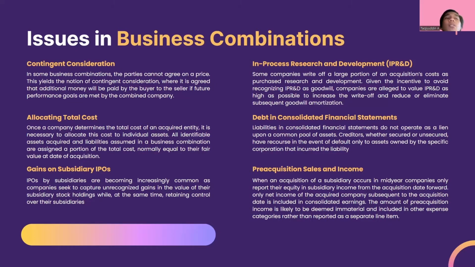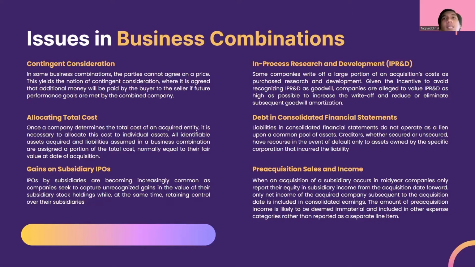Next is allocating total cost. Once a company determines the total cost of an acquired entity, it is necessary to allocate this cost to individual assets. All identifiable assets acquired and liabilities assumed in a business combination are assigned a portion of the total cost, normally equal to their fair value at the date of acquisition. Next is gains on subsidiary IPOs. IPOs by subsidiaries are becoming increasingly common as companies seek to capture unrecognized gains in the value of their subsidiary stock holding, while at the same time retaining control over their subsidiaries.